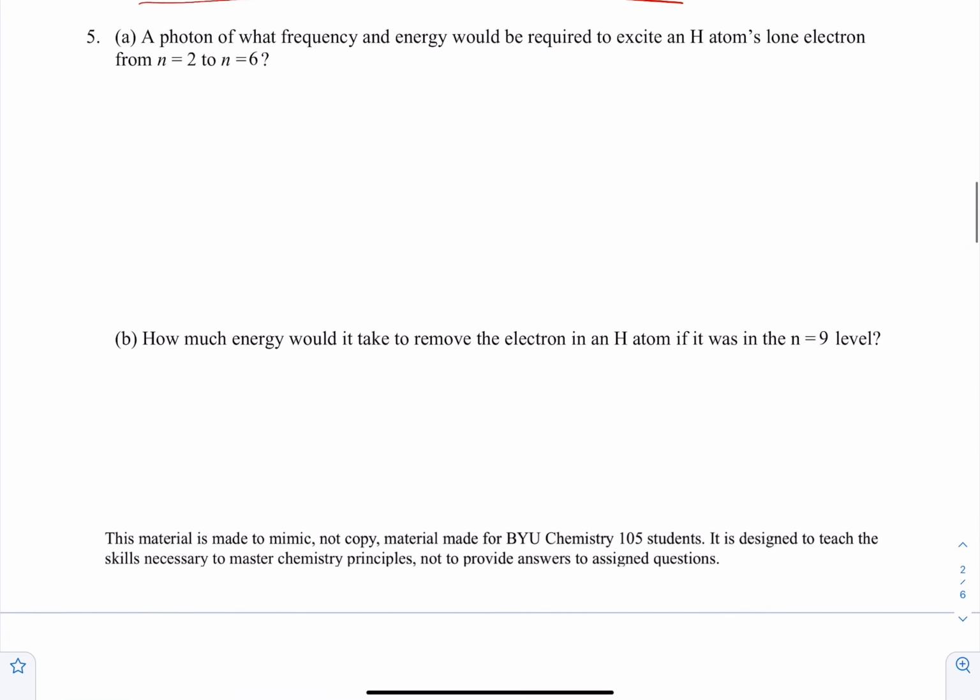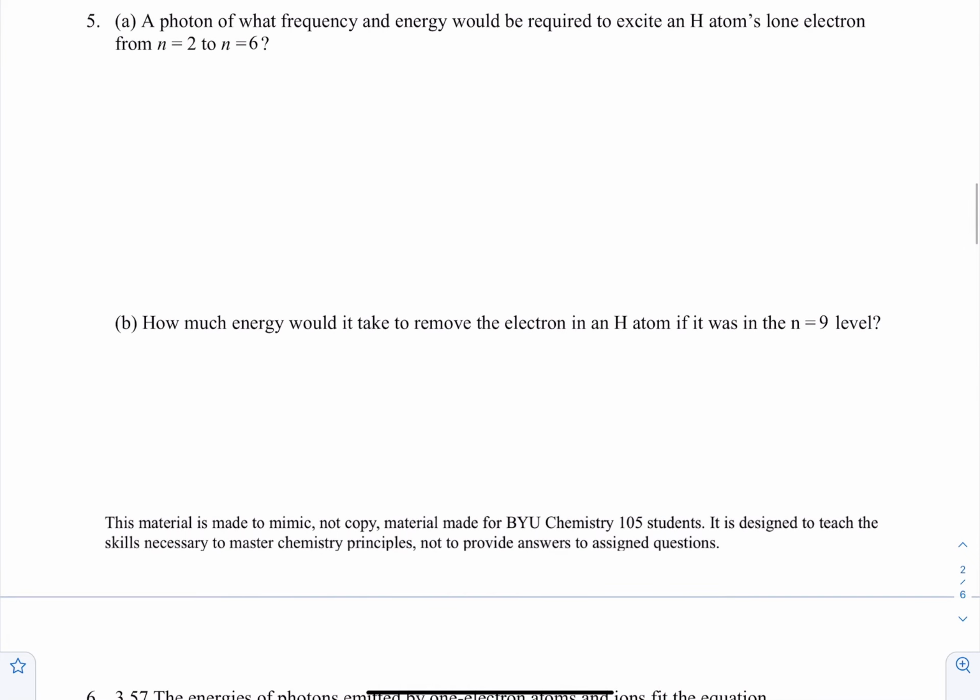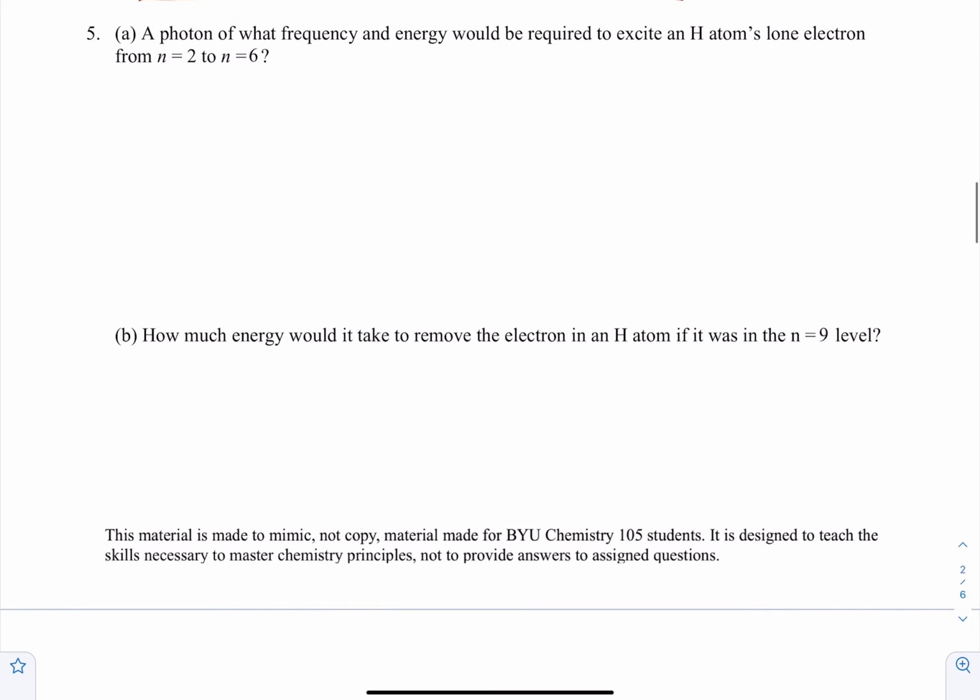So that's how you want to think about that kind of problem. All right, number 5, a photon of what frequency and energy would be required to excite a hydrogen atom's lone electron from n equals 2 to n equals 6? We're back to this equation here. Delta E is equal to negative 2.18 times 10 to the negative 18th joules times 1 over n final squared minus 1 over n initial squared.